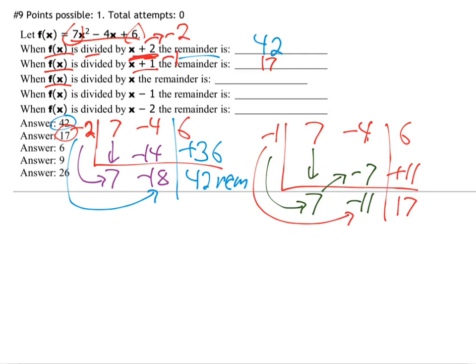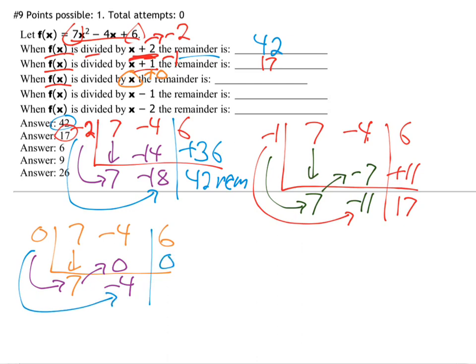How do you do that third one? We're dividing by x. So what? There's no number next to x. So what number is really next to x? Plus 0. Just put a 0 out there. Plus 0, minus 0, whatever. Makes no difference. It's just 0. So 7 minus 4, 6. Again, bring down the 7. Here we go. Multiply. 0 times 7 is 0. Add them up, minus 4. It's kind of funny. And 0 times minus 4 is 0. Add them up, 6. So the remainder is 6. Sure enough, that's right.